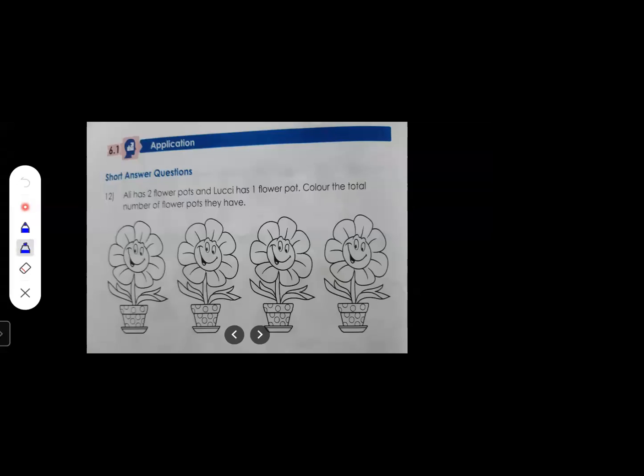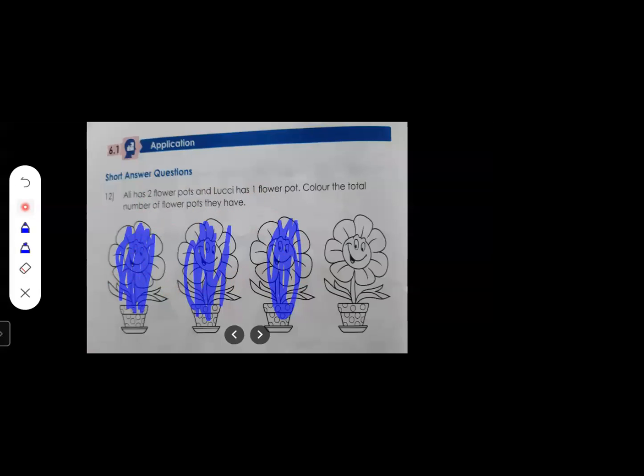See over here, Ali has 2, so we are going to color 2. Lucy has how many? 1. So this one we will color. Color the total number of flower pots they have. They have 3 flower pots altogether, right? Ali 2 and Lucy 1, so we are going to color for 3. This one is extra. So in total how many flower pots do they have? 2 plus 1 is 3. So we have colored 3 flower pots.